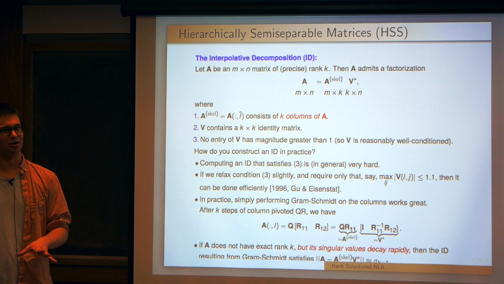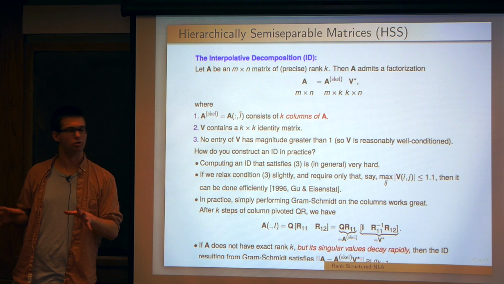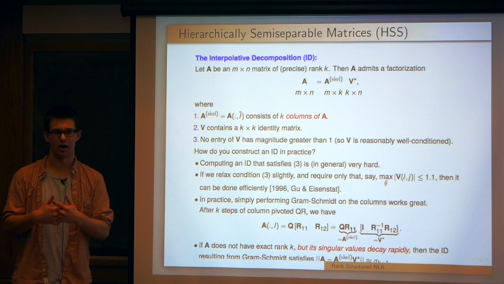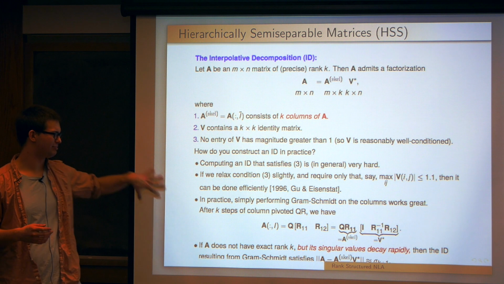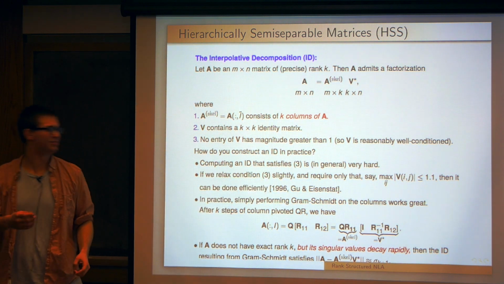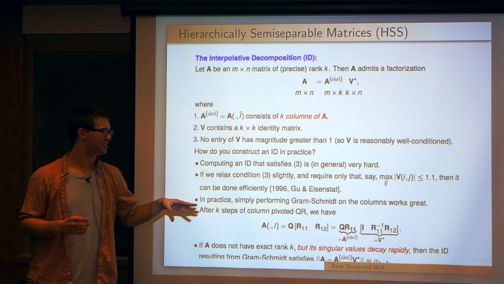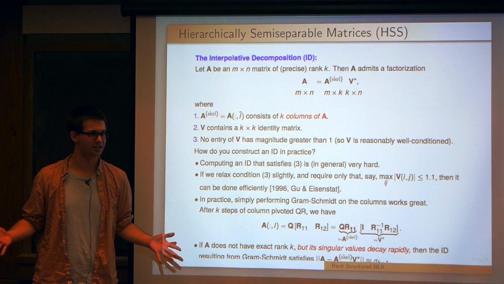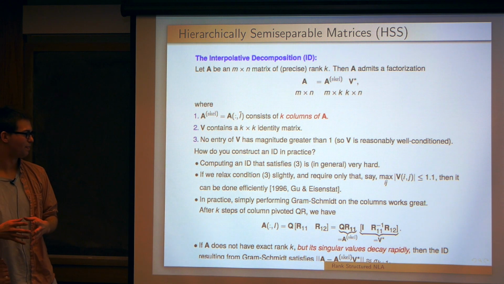Now, that would be nice in theory. People knew in theory this would work, and it would be a great way to get this cheaply, but they had a really hard time implementing it. Until a really nice result back in '96 by Ming Gu, my grand advisor, and Stanley Eisenstat, my great grand advisor, showed that if we relax this condition from 1 to 1.1, it's just as good in practice, and it's a lot easier to meet this condition.